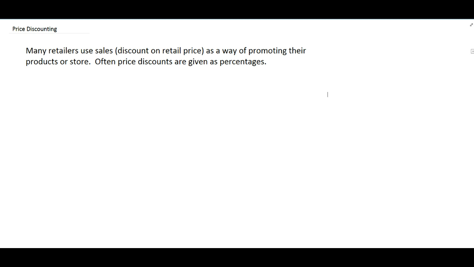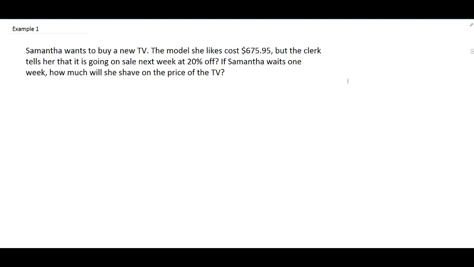Let's do example number 1. Samantha wants to buy a new TV. The model she likes costs $675.95. But the clerk tells her that it's going on sale next week for 20% off. If Samantha waits 1 week, how much will she save on the price of the TV? Now let's just correct that typo. How much will she save? There we go, on the price of the TV.